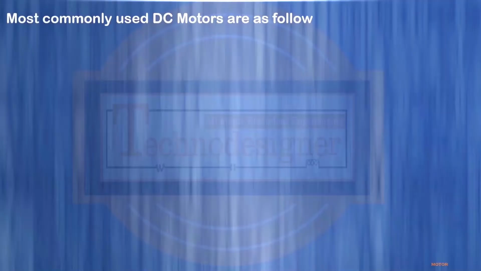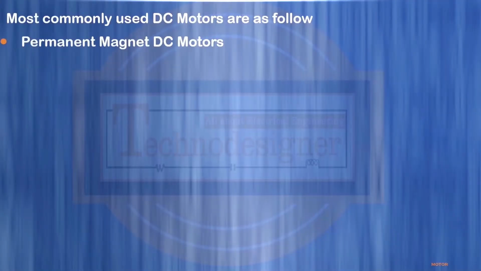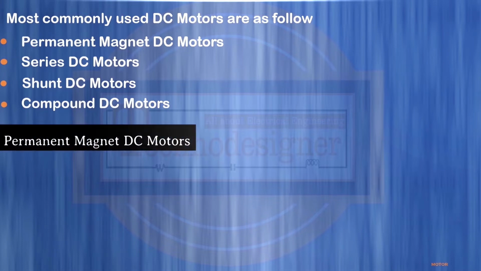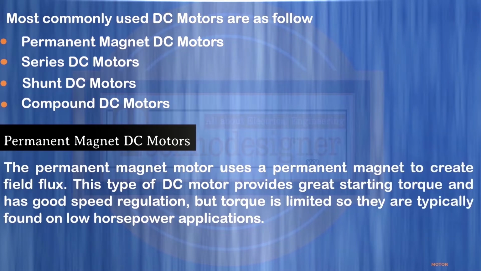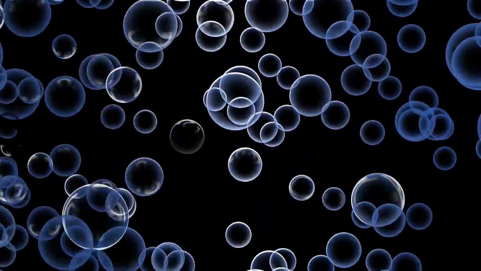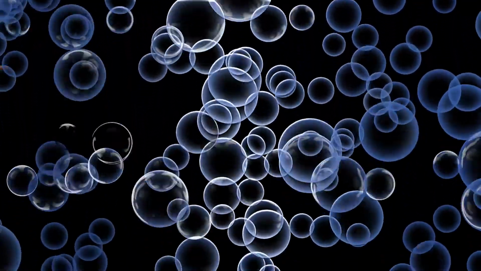Most commonly used DC motors are as follows: permanent magnetic DC motors, series DC motors, shunt DC motors, compound DC motors. Now we are discussing permanent magnetic DC motors. The permanent magnet motor uses a permanent magnet to create field flux. This type of DC motor provides great starting torque and has good speed regulation, but torque is limited, so they are typically found in low horsepower applications.